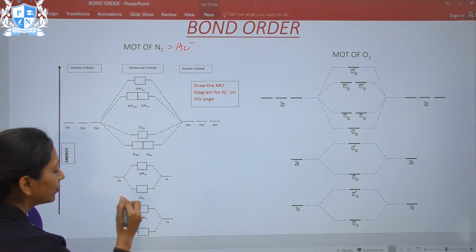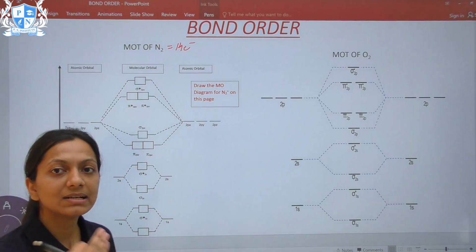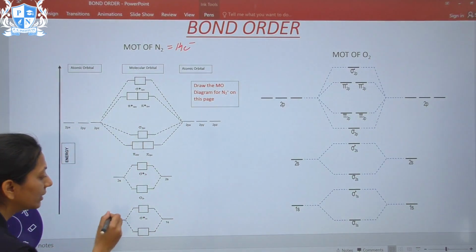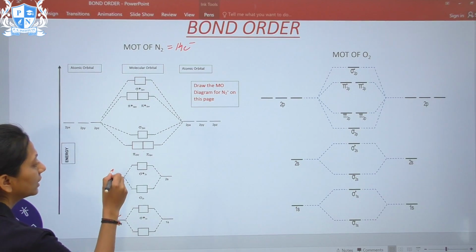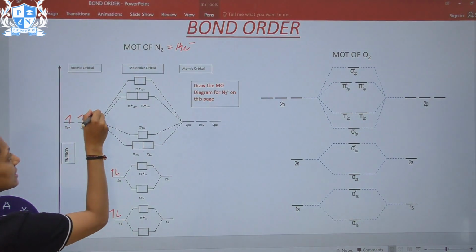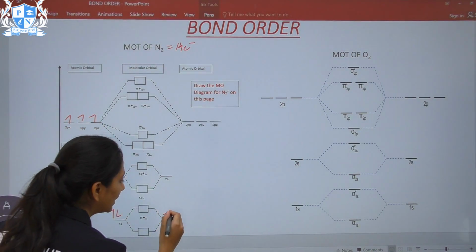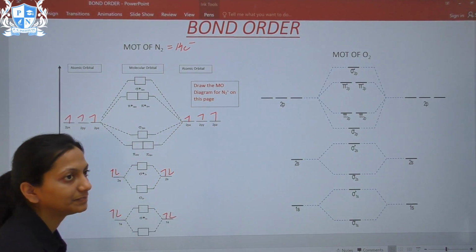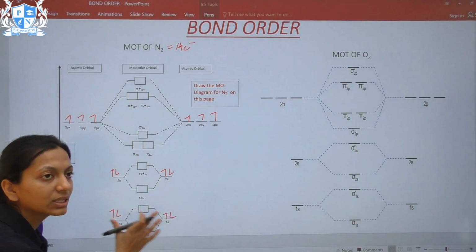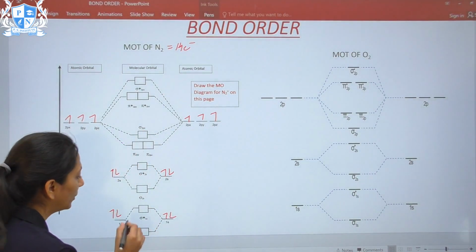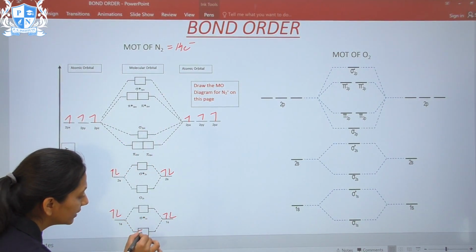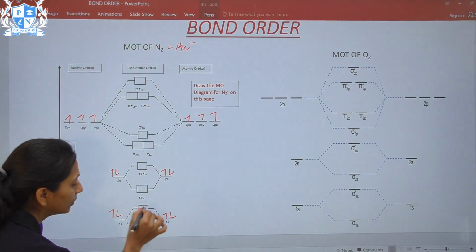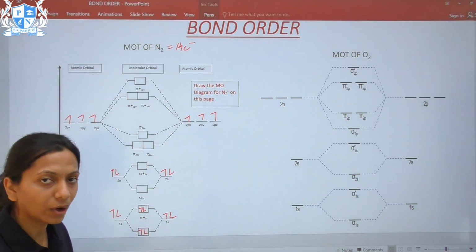How many electrons are there? 14. First of all we will fill 7 electrons in the atomic orbital: 1, 2, 3, 4, 5, 6, 7. In the same way another 7 in the atomic orbital of the other atom. Okay. Now from the total count we will fill up the molecular orbital. Total 4 electrons are in the atomic orbitals, so 4 will be filled up in the molecular orbital.